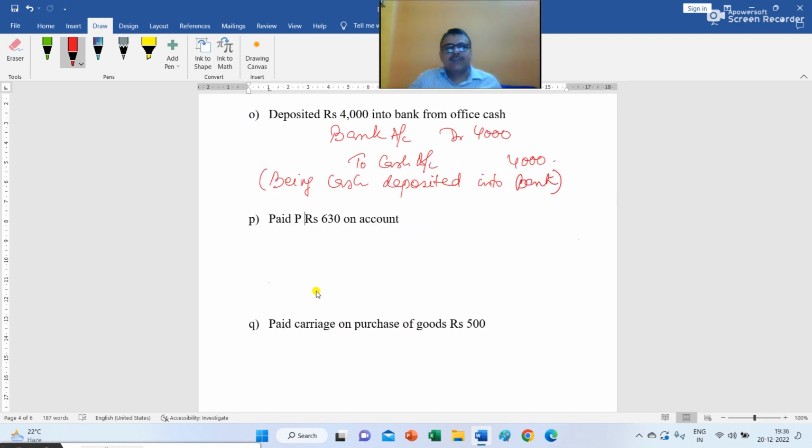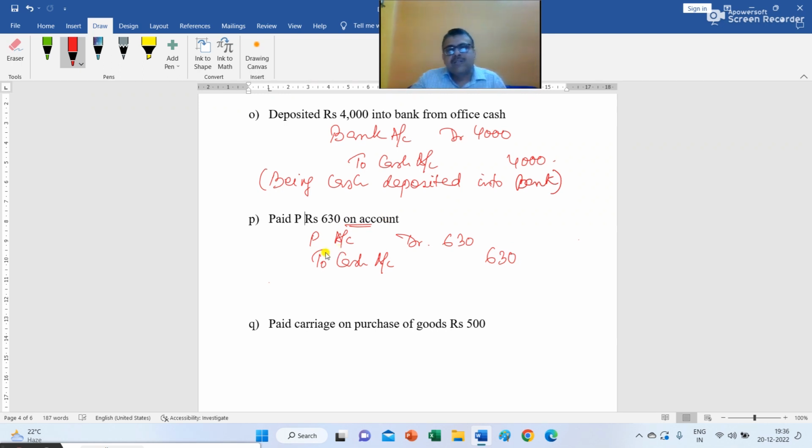So here in the next transaction, paid P rupees 630 on account. In transaction L, there was a receipt of cash from G. So cash was debited and credit was given to G. And in this transaction, there was a payment made to P. So you have to debit P account and credit to be given to cash account. So P account debit 630 to cash 630.